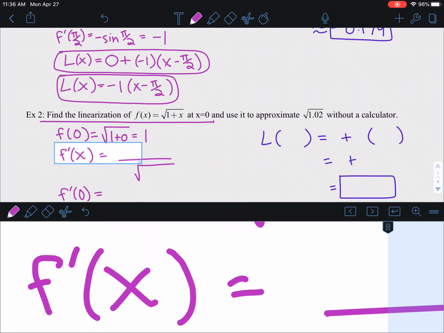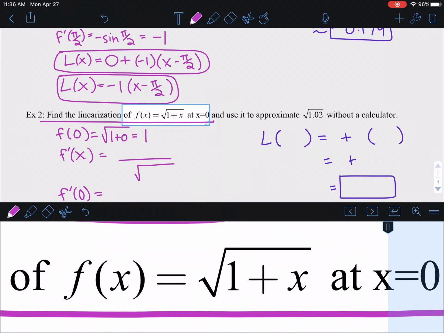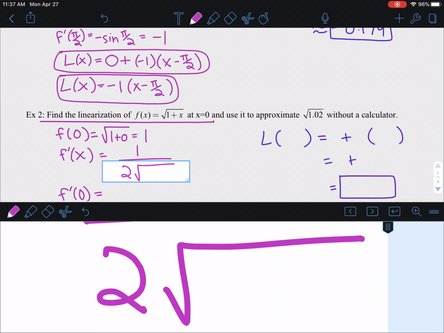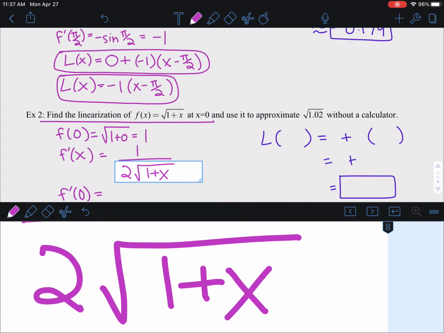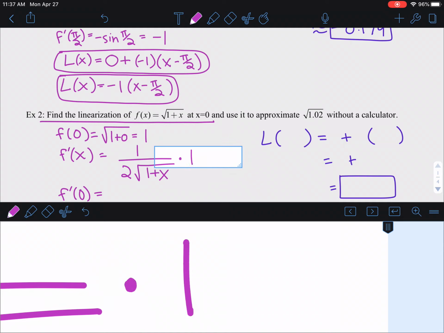f prime of x, we need a derivative. Technically, this is chain rule, right? But 1 plus x's derivative is going to be just 1, so I can kind of ignore it, right? What's the derivative of a radical? You can go power rule, 1/2 x to the negative 1/2, or 1 over 2 root x. I'm going to go with the latter, 1 over 2 root, not just x though, 1 plus x. And again, this is technically a chain rule, but what's the derivative of 1 plus x? It's a 1, so I'm going to ignore it.